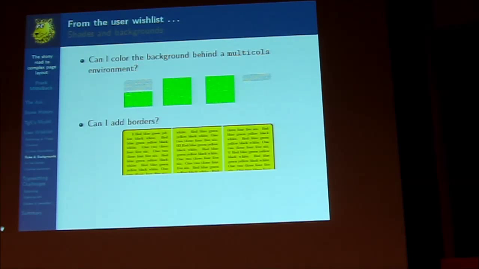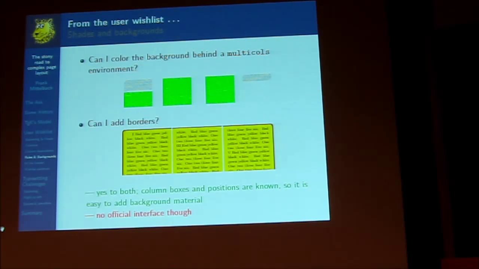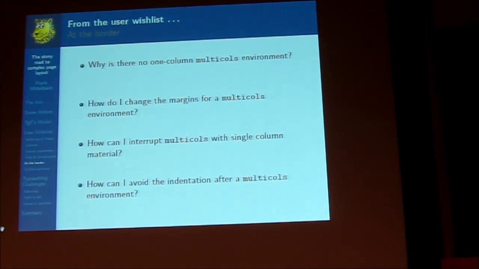Background and shades, same situation really. No difficulty to provide it. It hasn't been done. And on the border question, we have a bunch of things like, why was there no one-column multicol, which was solved by Boris? I never thought, why should I have a multi-column environment that consists of one column? But there are actually use cases for it, I learned. And another one is changing margins.